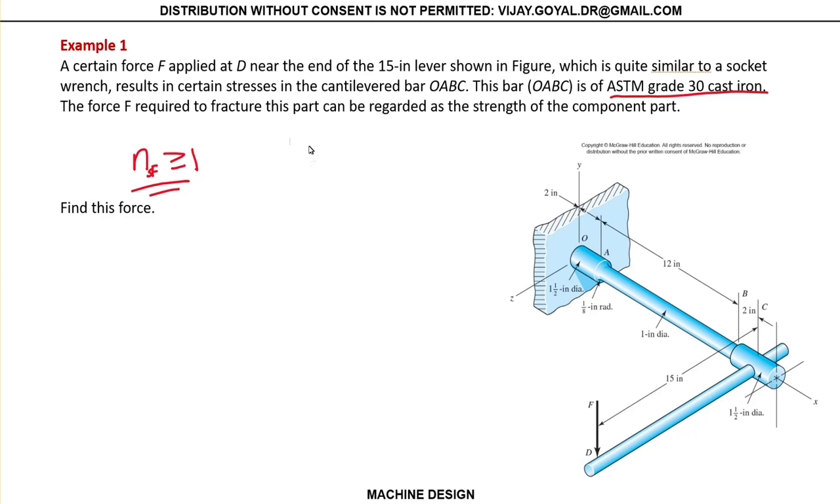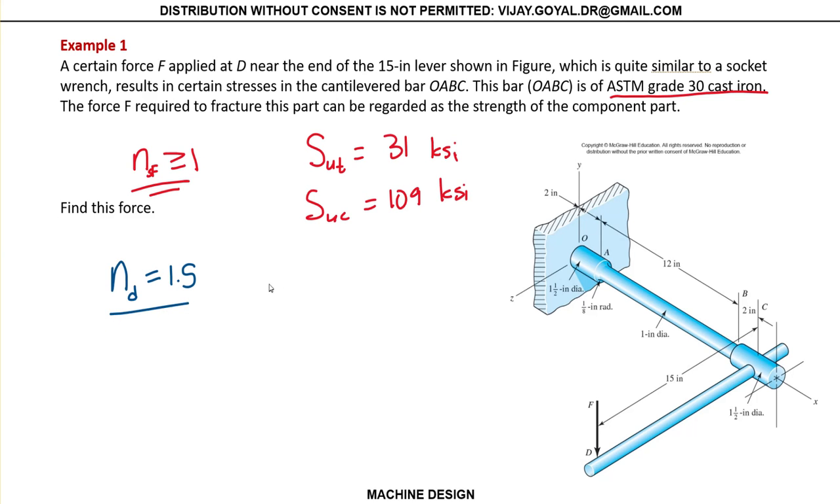We know from tables your ultimate tensile would be 31 KSI and your ultimate compressive would be 109 KSI. That's very typical for brittle materials itself. The problem doesn't state that, but we know that we should be using a design factor. In this problem, let's say 1.5. If it wasn't given, use 1.15. That's typical and is acceptable.